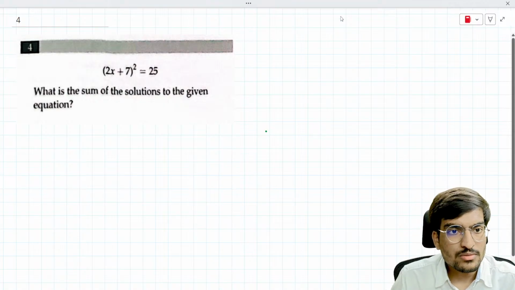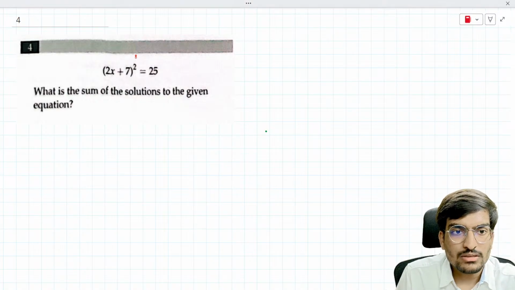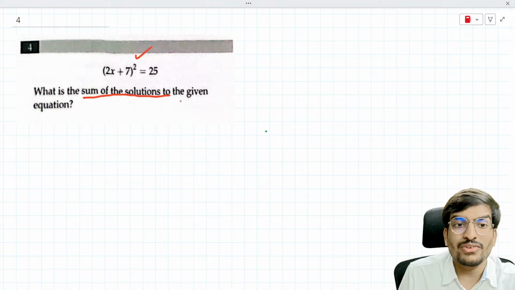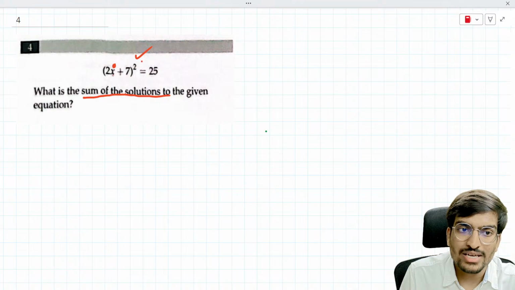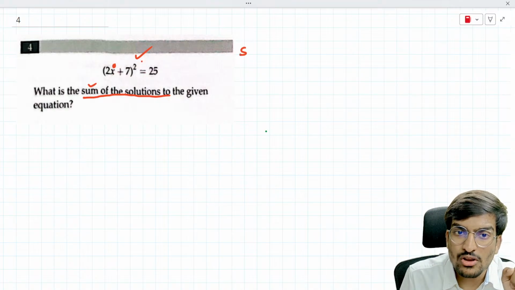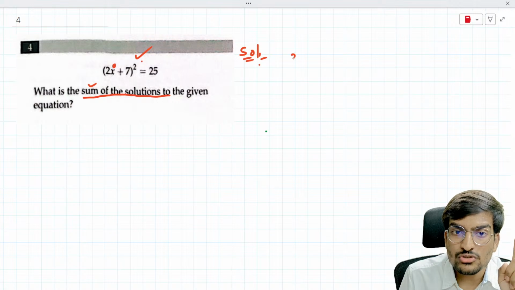Question number 4. They have given things in square and are asking us to find the sum of solutions to the given equation. Sum of solutions here in square, and we need to find the x values, but he mentioned sum of solutions. If you solve, you are going to get solutions, not a single solution.